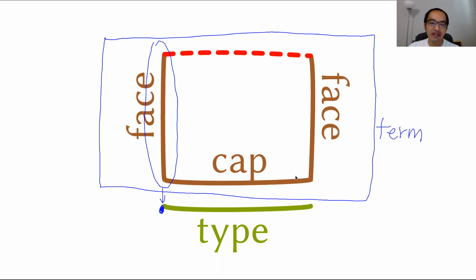And the cap, different points in the cap can have different types, depending on where you are. For example, the point here has this type, and this point has this type, and this point has this type. And the faces on the right, they all have the same type on the bottom. So the type is not changing vertically. No matter how high you are, you have the same type. Only when you are moving horizontally, the type can change.